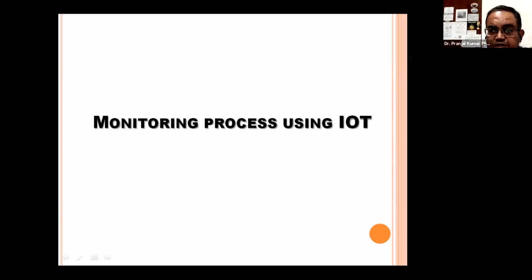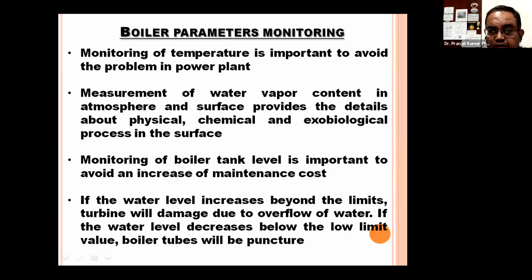The first one is use of IoT, Internet of Things. In Internet of Things, what are the parameters? One is that monitoring of temperature is important to avoid problems in the power plant. Measurement of water vapor content is also monitored. Monitoring of the boiler tank level is important because it avoids or lessens the increase of maintenance cost. And if the water level increases beyond the limits, the turbine will get damaged, you must be knowing, due to overflow water. So the water level monitoring is also part of the boiler monitoring process.